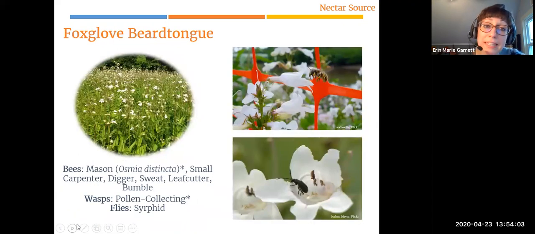Okay, but let's compare that to a foxglove beardtongue. Here we have more tubular flowers, so that's going to limit the number of pollinators that are going to visit this flower. Okay, so we've got a couple bees that have longer tongues that are able to get in there. We've got a pollen collecting wasp. Some syrphid flies are able, but that number has been greatly reduced.